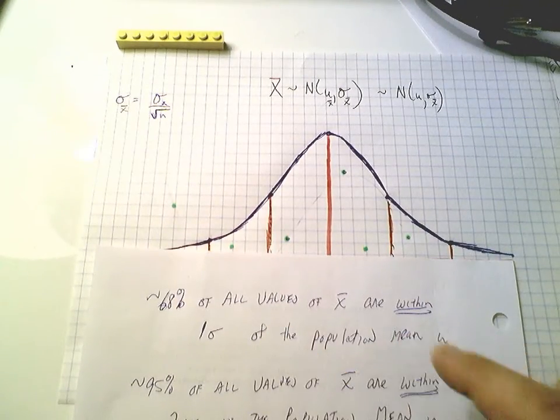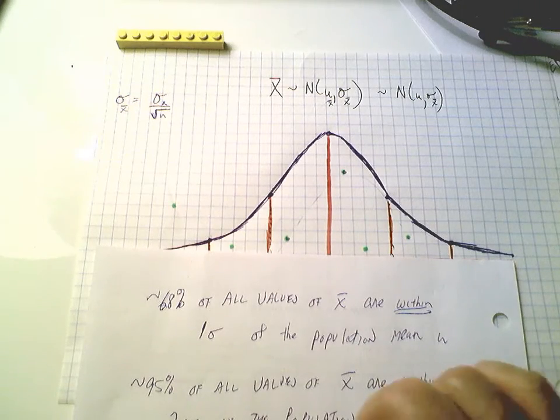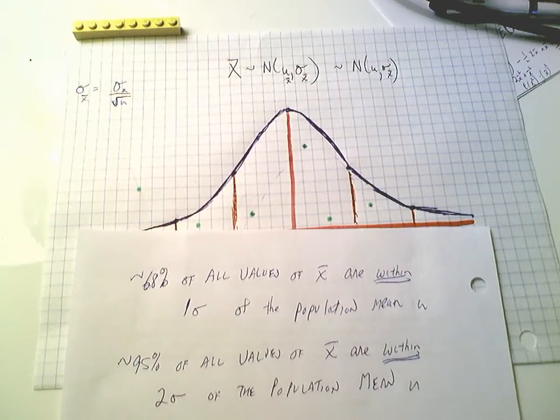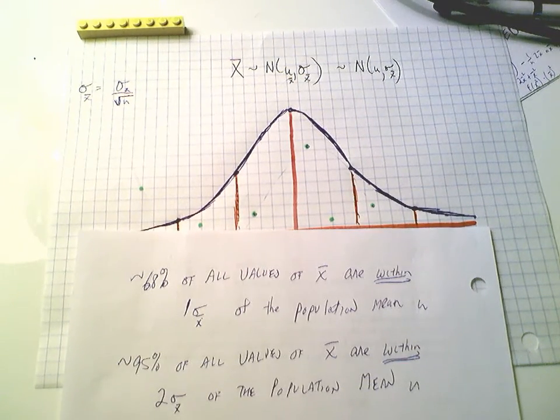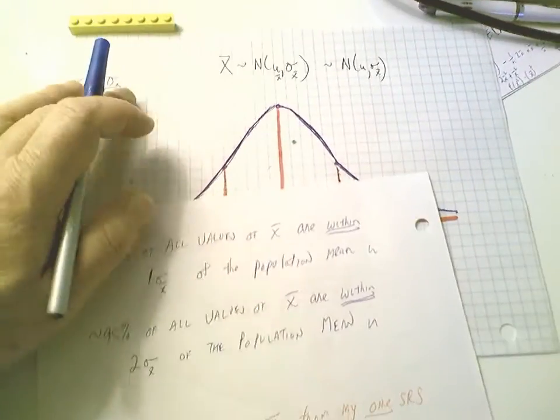68% of all values of X bar are within 1 standard deviation of the population mean mu. 95% of all values of X bar are within 2 standard deviations of the population mean mu. And I should really write sigma X bar there, sigma X bar. So let me just go ahead and clean that up quickly. What does this translate to? Well, it translates into the following important piece.